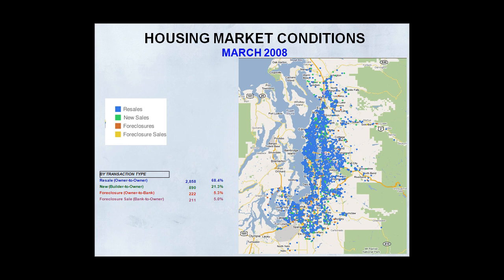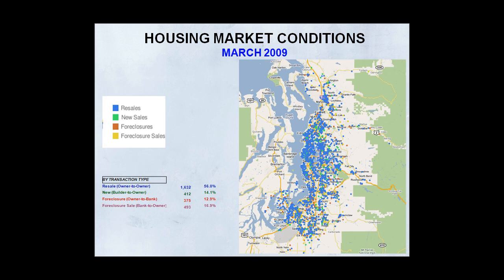Let's come forward one more year, March 2009. Now the conventional resales, owner to owner, as we call them, shown in the blue dots, are down to just 56%. New home, new subdivision sales, 14%. So that's already dropped from 25% in 07 to 14% in 09.